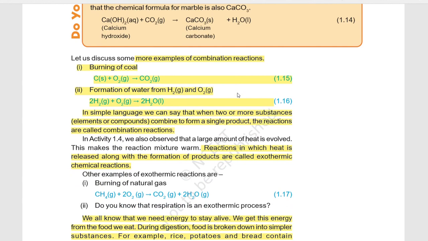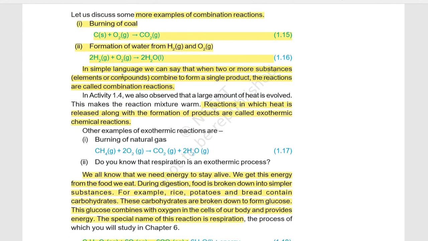That is carbon. Burning means in the presence of oxygen. So carbon plus oxygen giving rise to carbon dioxide. Here again carbon and oxygen are two different reactants. These two are combining to form carbon dioxide. Hence it is a combination reaction. Similarly, the second example also, hydrogen gas and oxygen gas reacting together to form water molecule is another example of combination reaction.